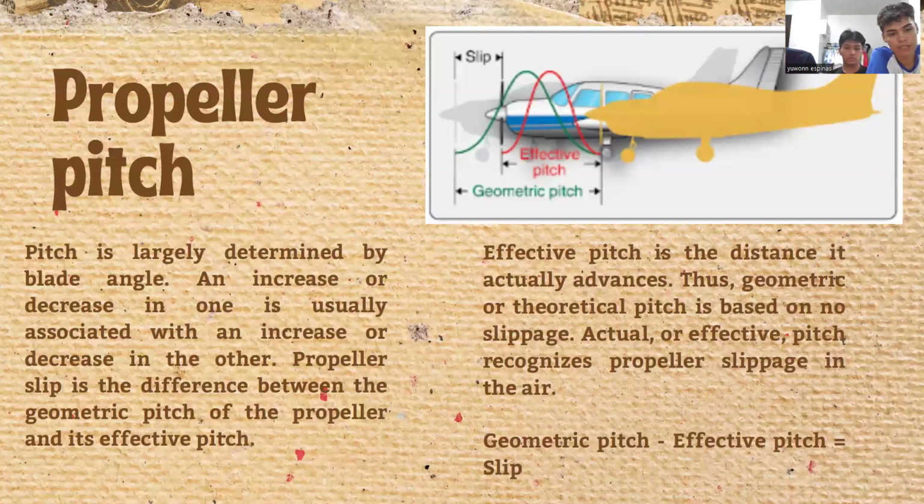Propeller pitch. Propeller pitch is largely determined by the blade angle. An increase or decrease in one is usually associated with an increase or decrease in the other. Propeller slip is the difference between the geometric pitch of the propeller and its effective pitch. Effective pitch is the distance it actually advances. Thus, the geometric or theoretical pitch is based on no slippage. Actual or effective pitch recognizes propeller slippage in the air. Geometric pitch minus effective pitch equals slip.